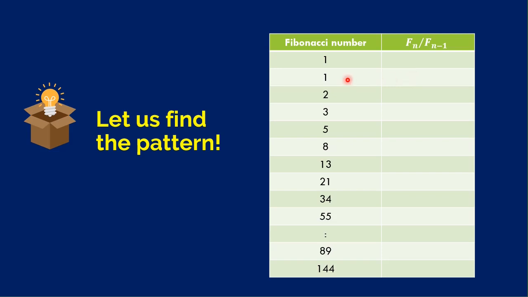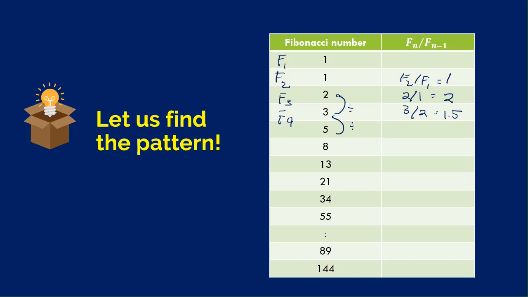So for example, in this case, we will start with F2. This is my F1, right? F2, F3, F4, and so on. So for this one, we have F2 divided by F1. So that's 1 divided by 1. We get 1. For the next one, we have 2 divided by 1. So you have 2. And then next, you have 3 divided by 2. You get 1.5. 5 divided by 3, and so on and so forth.